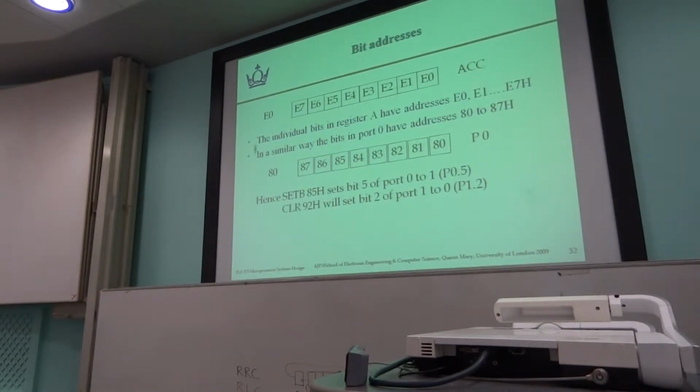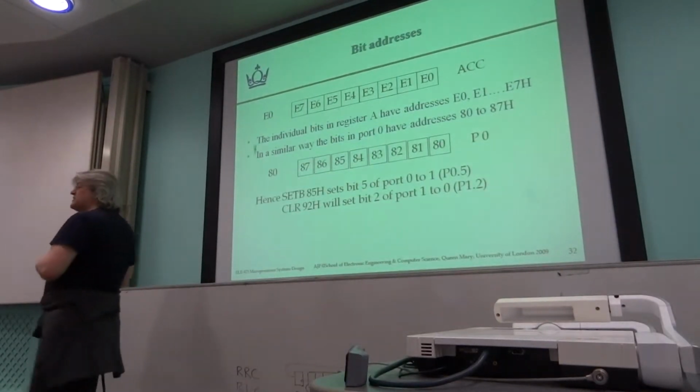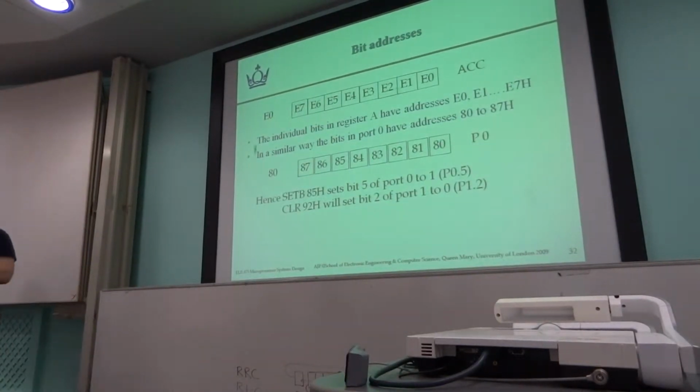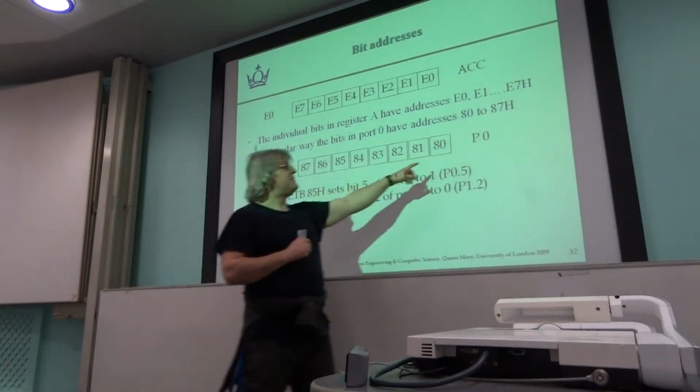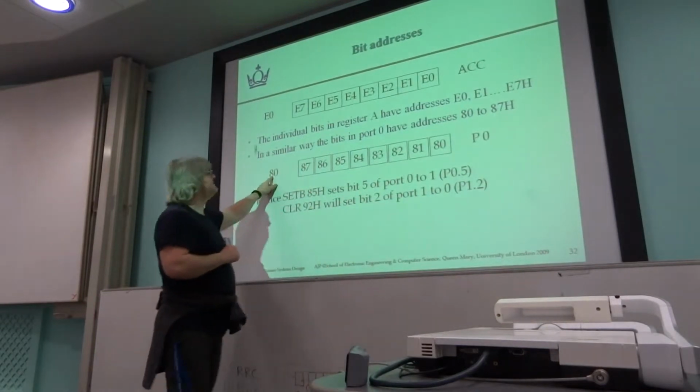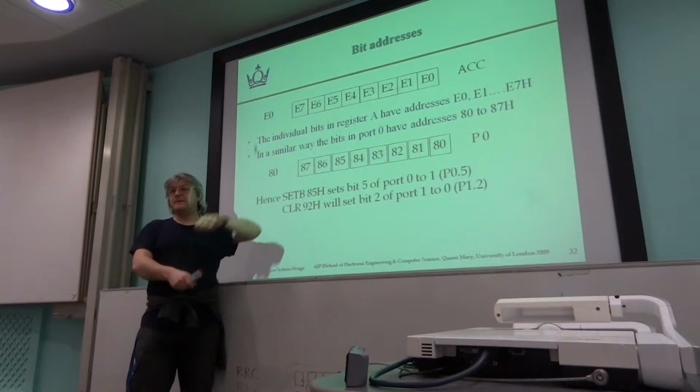We've kind of done this before, really, so this is just reminding you that for those registers which are bit addressable, you have multiple ways of writing to them. So for example, port 0 has a byte address, and it also has these bit addresses.